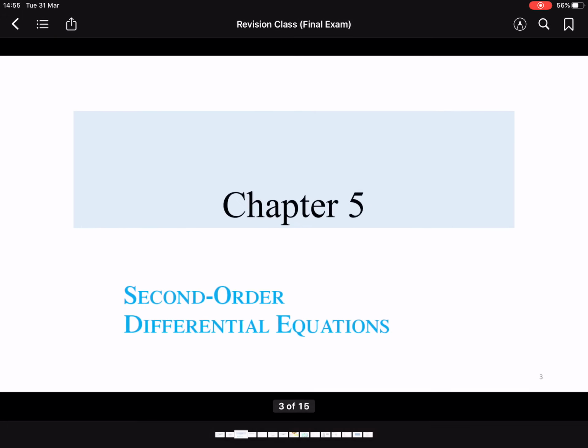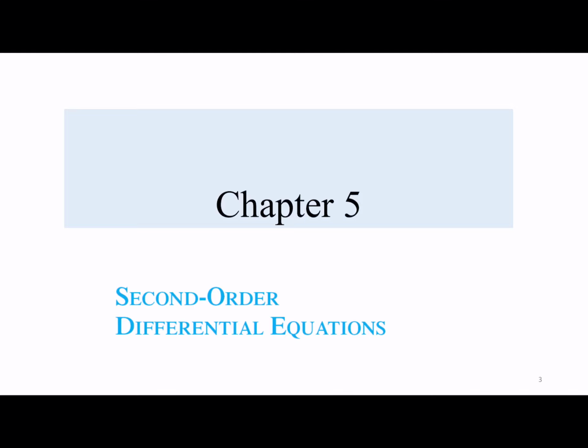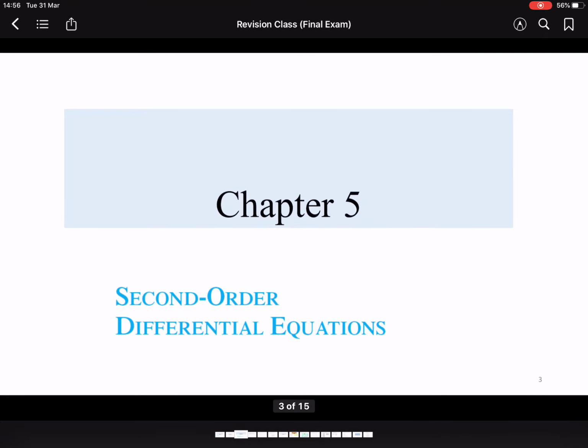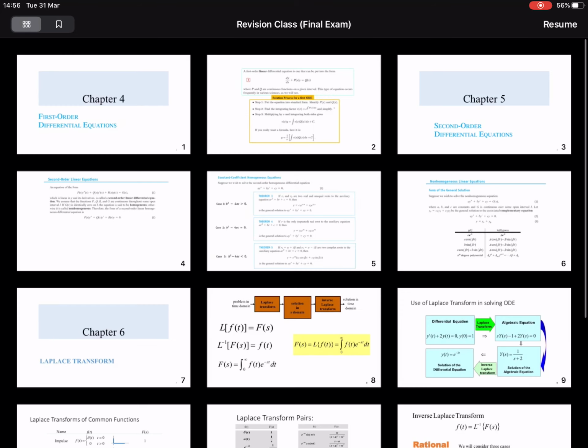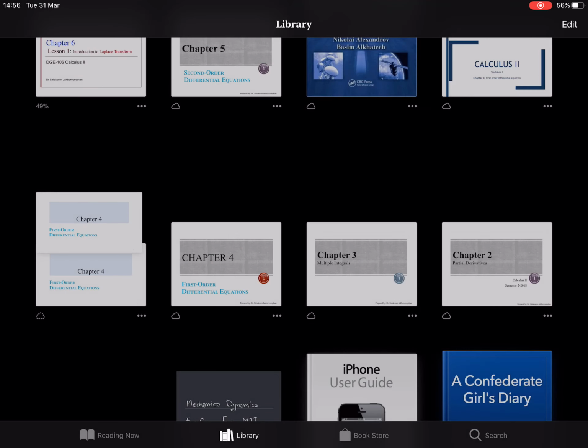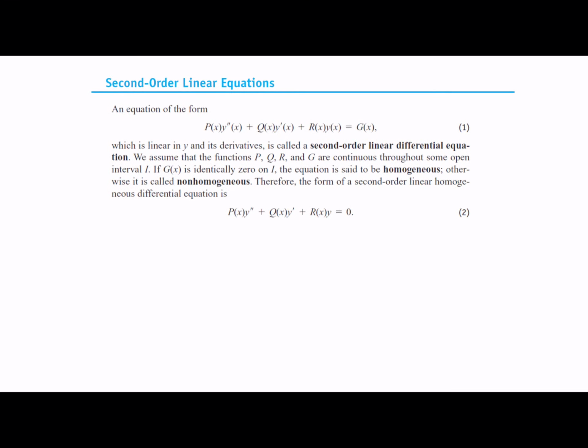Okay, so next is chapter number 5. Here is about the second order linear differential equations. If you could remember, in chapter number 5, let me go back to that. Okay, so in chapter number 5, we have two different types of functions for the second order differential equations. The first one is the homogeneous functions, and the second one is the non-homogeneous functions.